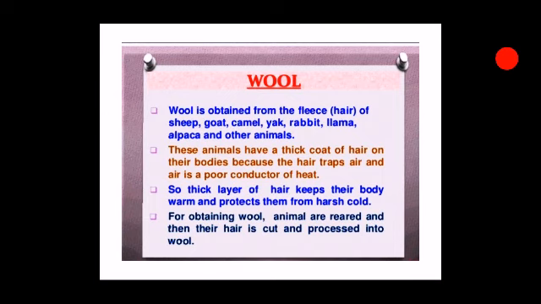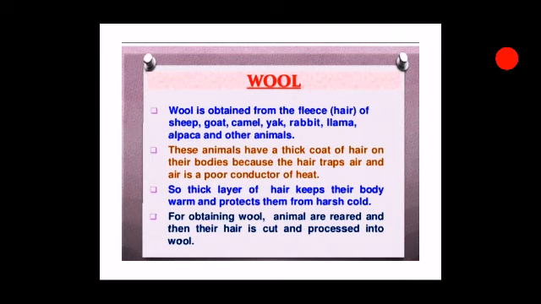Wool. Wool is obtained from the fleece of the sheep, goat, camel, yak, rabbit, llamas, alpacas and other animals. These animals have a thick coat of hair on their body because the hair traps air and air is a poor conductor of heat. So the thick layer of hair keeps the body warm and protects them from harsh cold. For obtaining wool, animals are reared and their hair is cut and processed into wool.